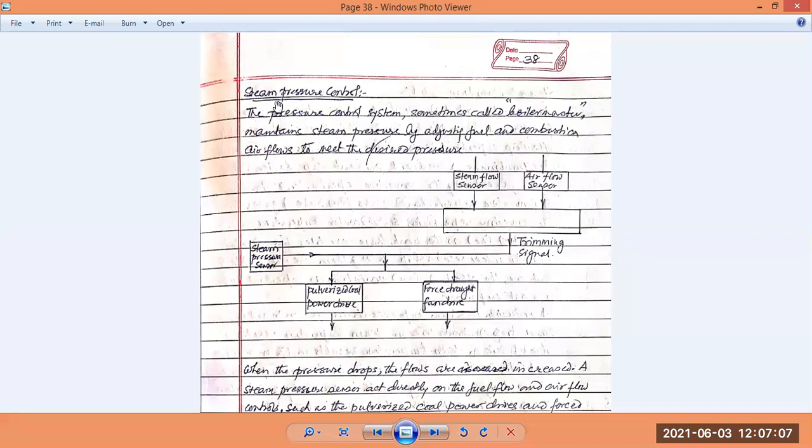The steam pressure control is sometimes called boiler master because possibly it is the heart of your propulsion system. How can you control the pressure? It maintains the steam pressure by adjusting fuel and combustion air flow to meet the desired pressure.